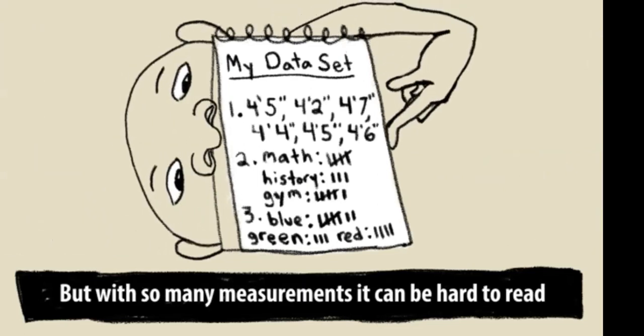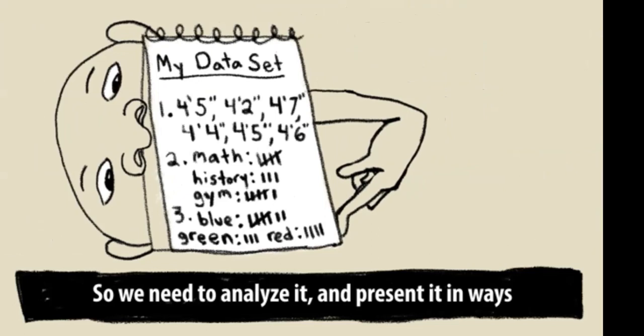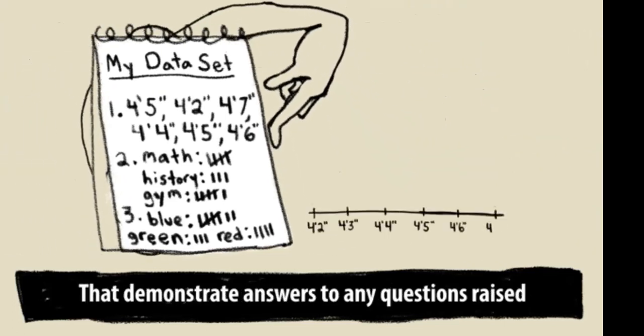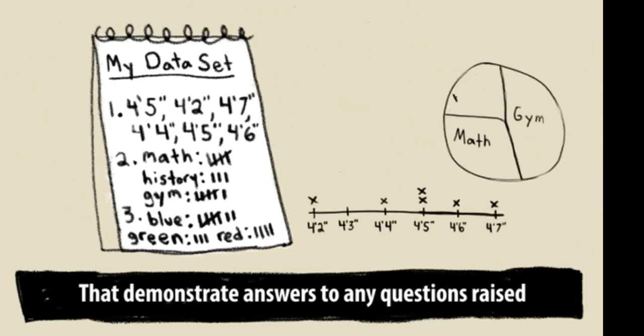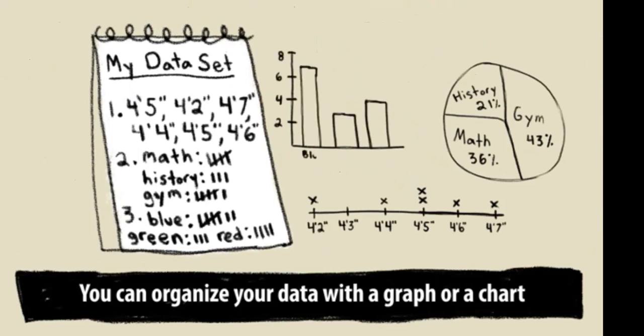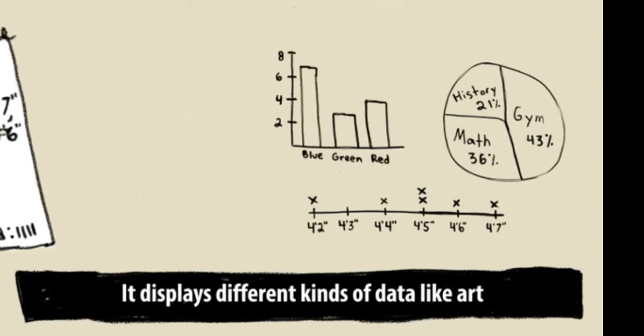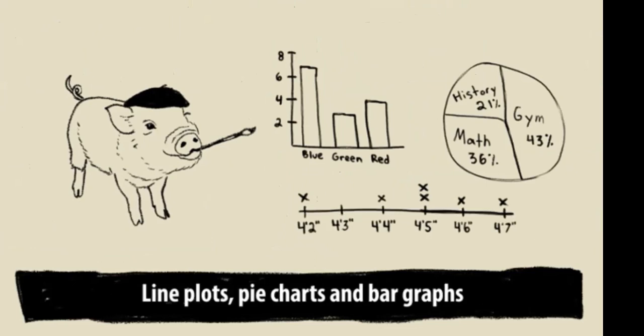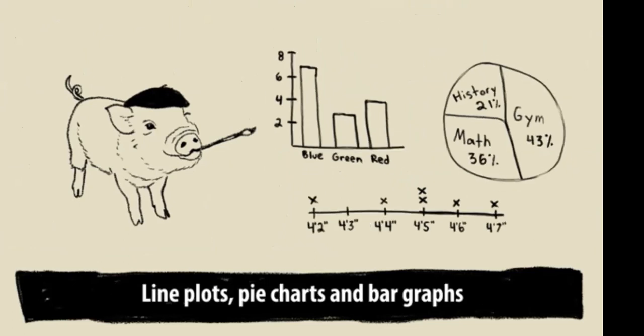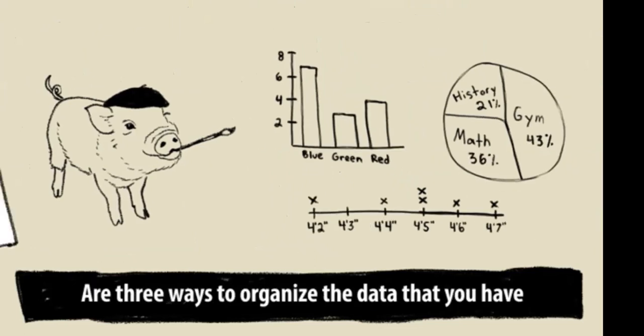With so many measurements, it can be hard to read, so we need to analyze it, present it in ways that demonstrate answers to any questions raised. You can organize your data with a graph or a chart. It displays different kinds of data. Line plots, pie charts, and bar graphs are 3 ways to organize the data that you have.